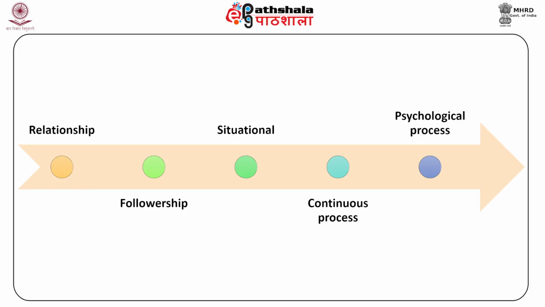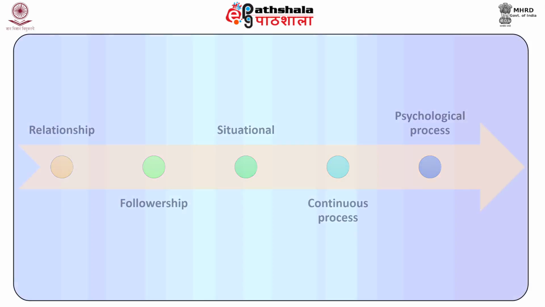Continuous process. Leadership is a continuous process wherein the leader influences the behavior of its followers and motivates them to work towards the achievement of the goal. Psychological process. Leadership is a psychological process where the leader influences the mind of a group of people who readily, without any questions, accept the decisions made by the leader.